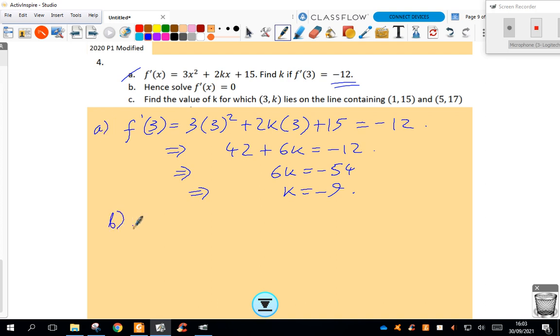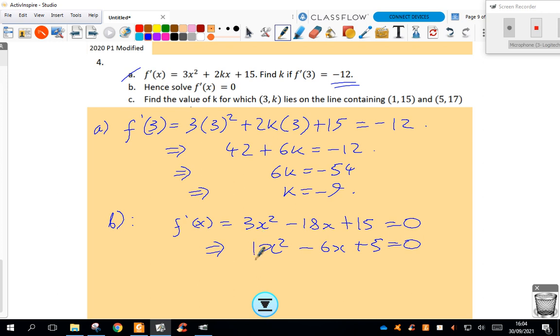B says, hence solve f prime of x equals 0. Now I'm just going to update my function. It's 3x squared plus 2kx, well k is negative 9, that's minus 18x then, 2k will be negative 18, plus 15. I want to solve for that equal to 0. I'm noticing that every term on both sides is divisible by 3, so the same solutions to x squared minus 6x plus 5 equals 0.